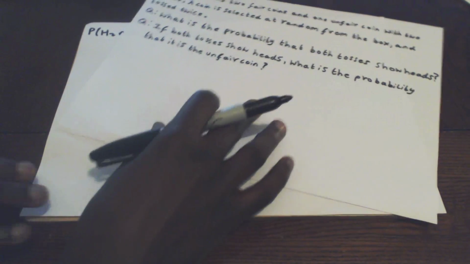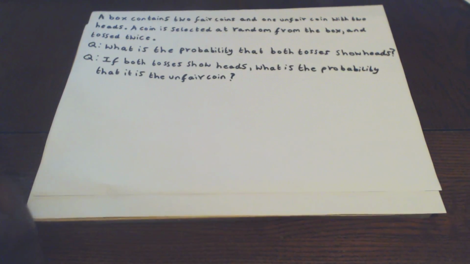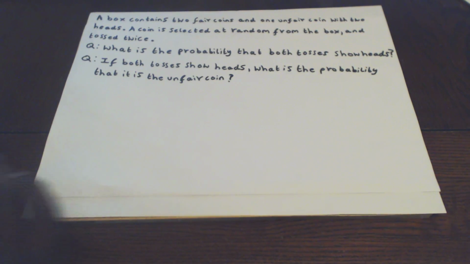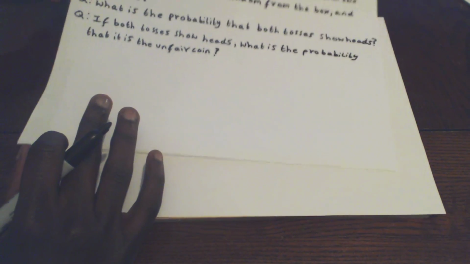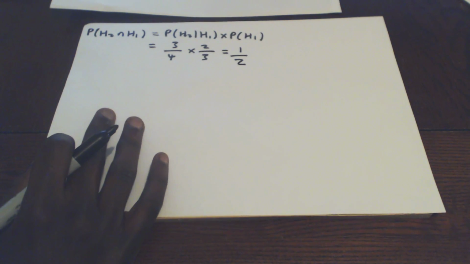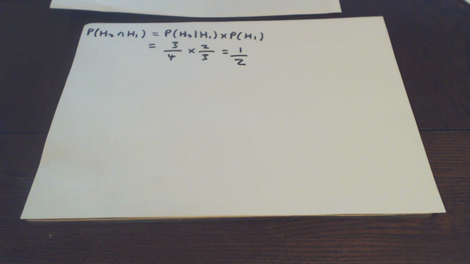Right. So now we have the second question, right? If both tosses show heads, what is the probability that it is the unfair coin? Okay, so what do we want now? So now we want the probability that if both tosses show heads, it's the unfair coin. Okay, so we've got a slightly different scenario here, but it follows the same principles.